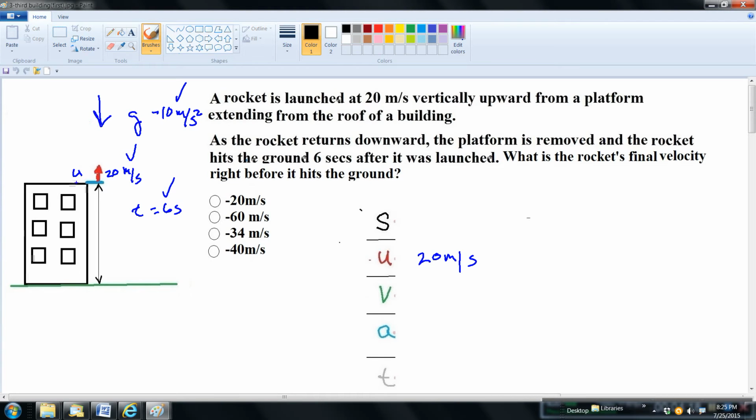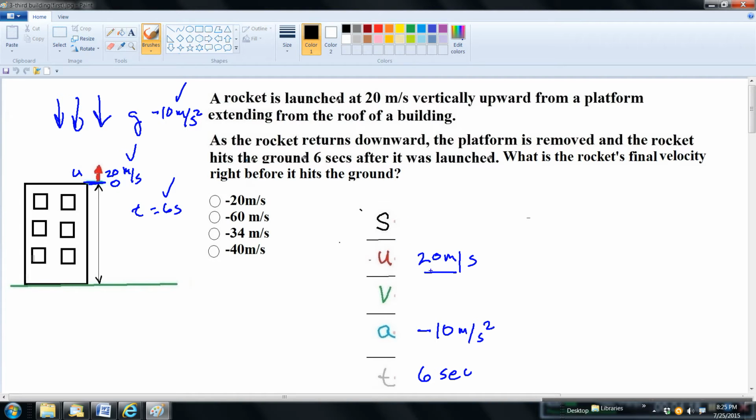We're going to say that 0 point in our displacement is at the platform, so up is positive, so that's a positive velocity vector that's initial, and our time is 6 seconds, and our acceleration is minus 10 meters per second squared, because that's always pointing downward.